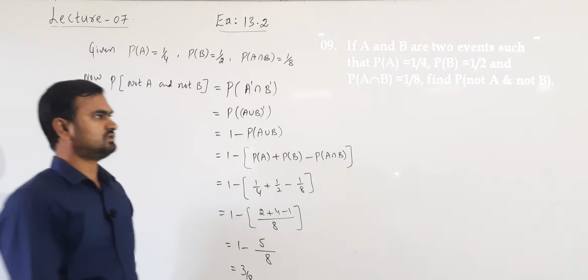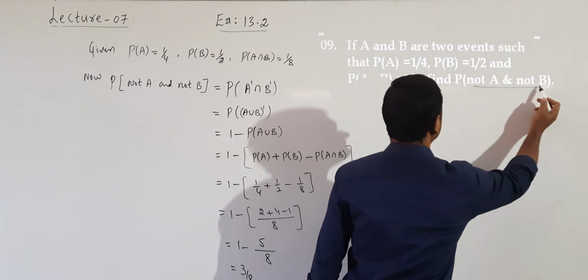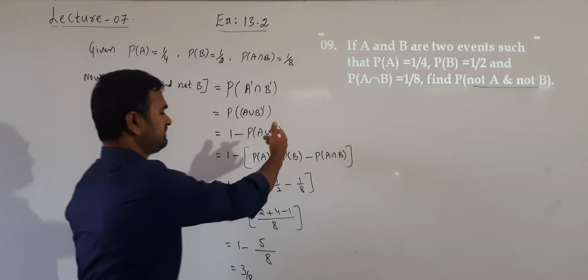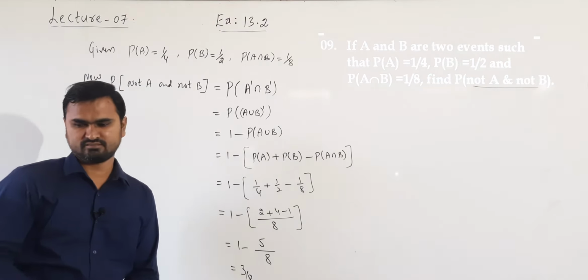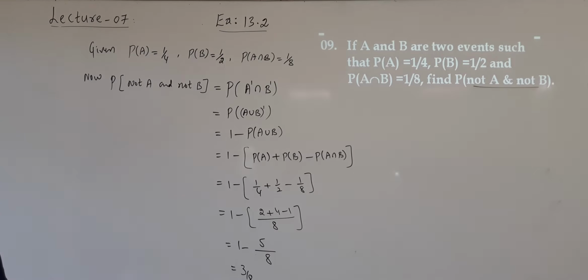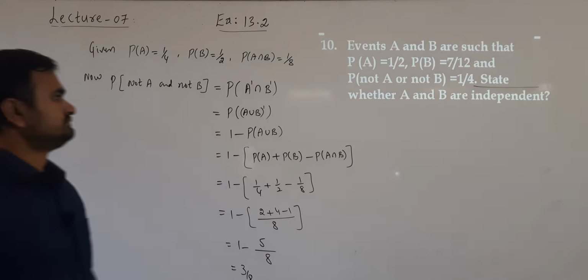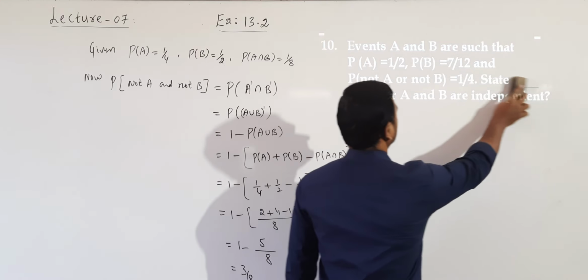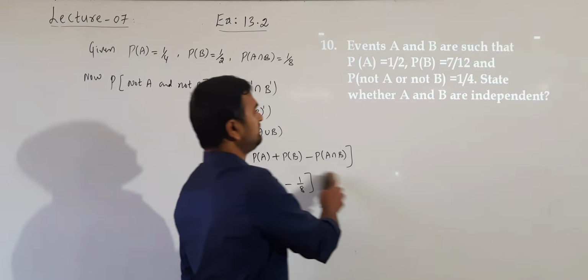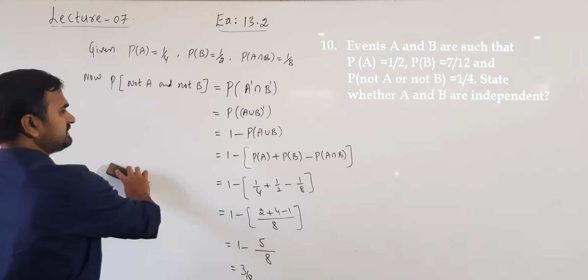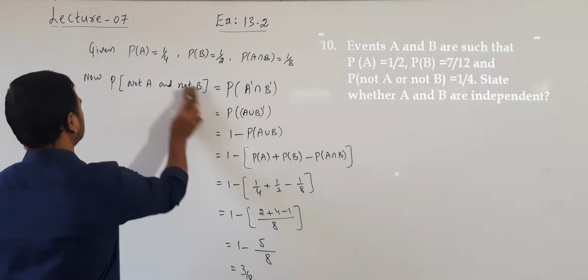Okay. So a word problem we are converting to mathematical form and solving using the formulas. Next. Question number 10. Events A and B are given. State whether A and B are independent or not.